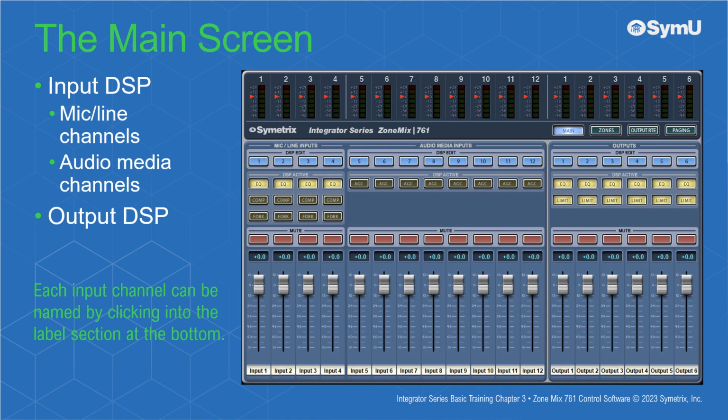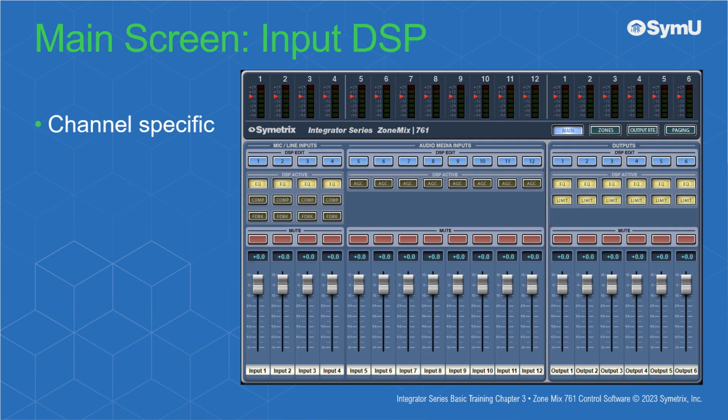The lower region of the main screen is broken up into 3 parts. The input DSP section includes an area for mic line inputs, channels 1 to 4, and channels 5 to 12 for audio media inputs. The input section adjusts the source material levels into the zone mix 761. Output DSP are located on the right side of the mixer.